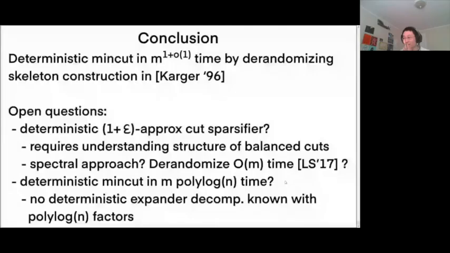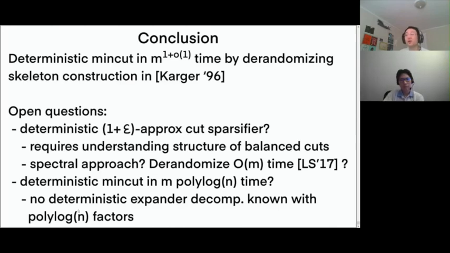And finally, another question is, can we improve the running time of deterministic mincut to m times polylog, which would fully match Karger's randomized algorithm? Here, one bottleneck is we actually don't know how to compute expander decomposition deterministically in m polylog time with polylog approximation. So such an algorithm will either require a faster expander decomposition or bypass expander decomposition completely. I don't know what seems to be the right approach there.